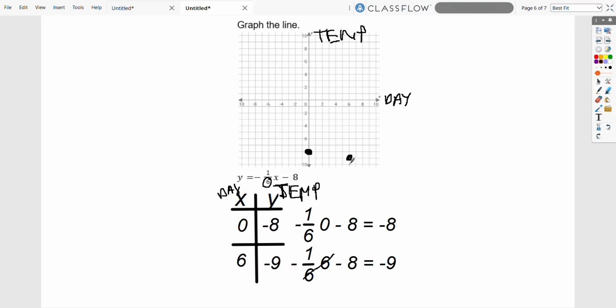And then we can follow the pattern, up 1 over 6, up 1 over 6, bing, bang, boom.